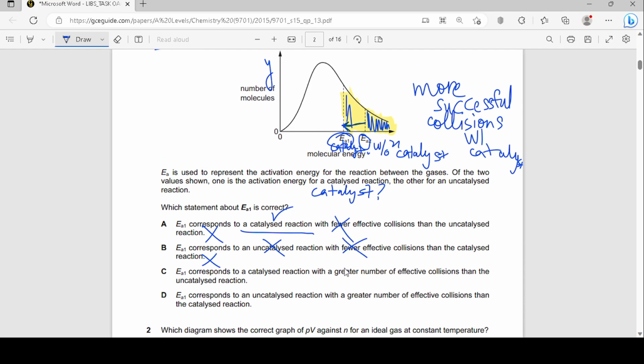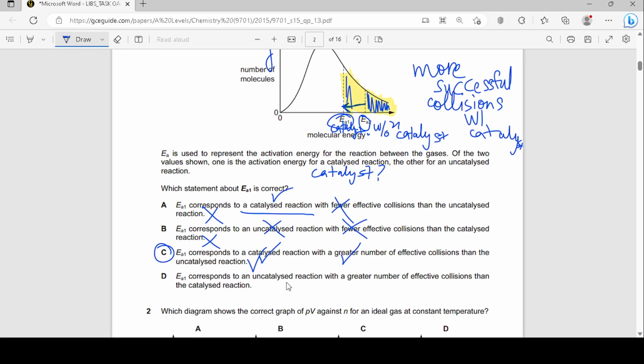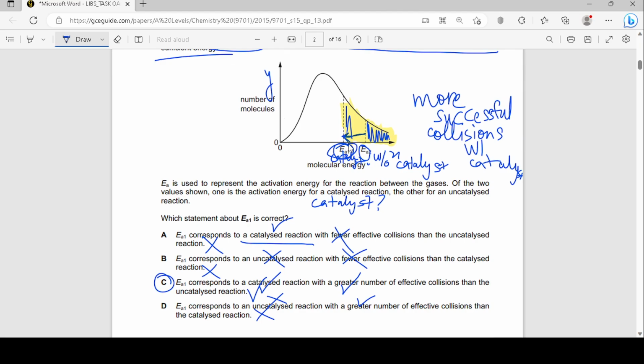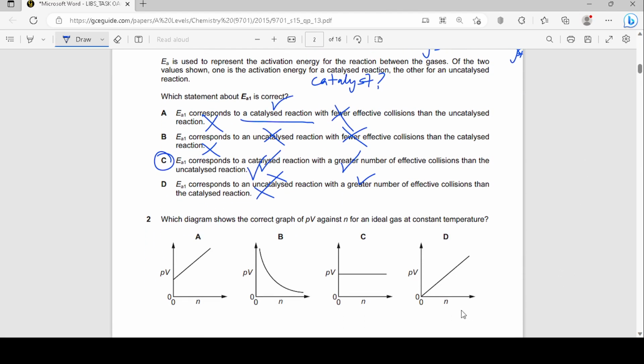So these two are wrong. Now EA1 corresponds to a catalyzed reaction. That part is right. With a greater number of effective collisions than the uncatalyzed reaction. That part is also right. So C seems to be the correct answer. So I'm just going to circle it. Let's look at D though. EA1 corresponds to an uncatalyzed reaction. Again, that's wrong. With a greater number of effective collisions than the catalyzed reaction. That part is right. But again, it's not completely right. So then D is also wrong. But that means that the answer is C because it's a catalyzed reaction. EA1 is for the catalyzed reaction with a greater number of effective collisions.